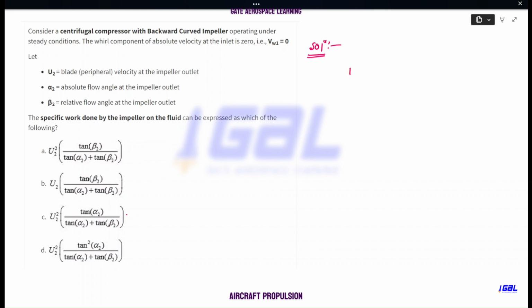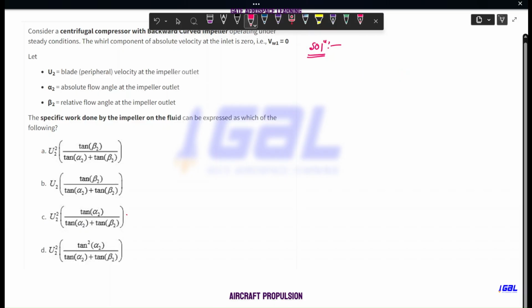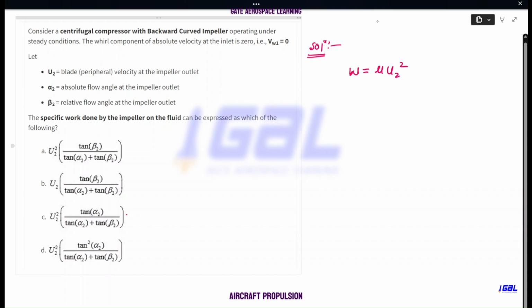Now specific work in a centrifugal flow compressor we have seen in terms of this one, and we have seen in terms of this one, and a few more expressions are also present, right? But if you see these expressions, they are not helpful for this question, as well as this equation is not helpful to arrive at the solution, right? Why? Because these equations are not representing these terms, alpha 2, beta 2. We are not having this.